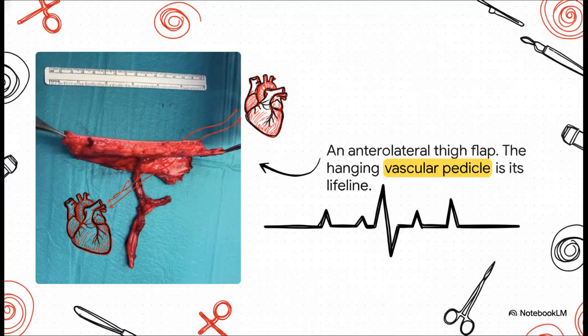And this is the heart of the concept, right here. This is a block of tissue, an anterolateral thigh flap that's been harvested. See that structure hanging down? That is its vascular pedicle. It's the artery and veins that are its lifeline. It's what keeps this chunk of tissue alive when it's moved from one part of the body to another.